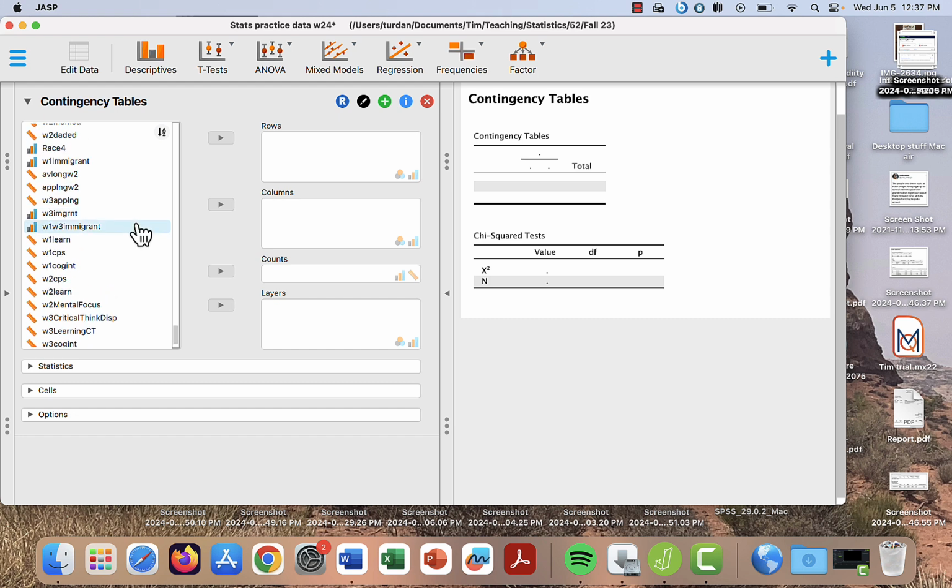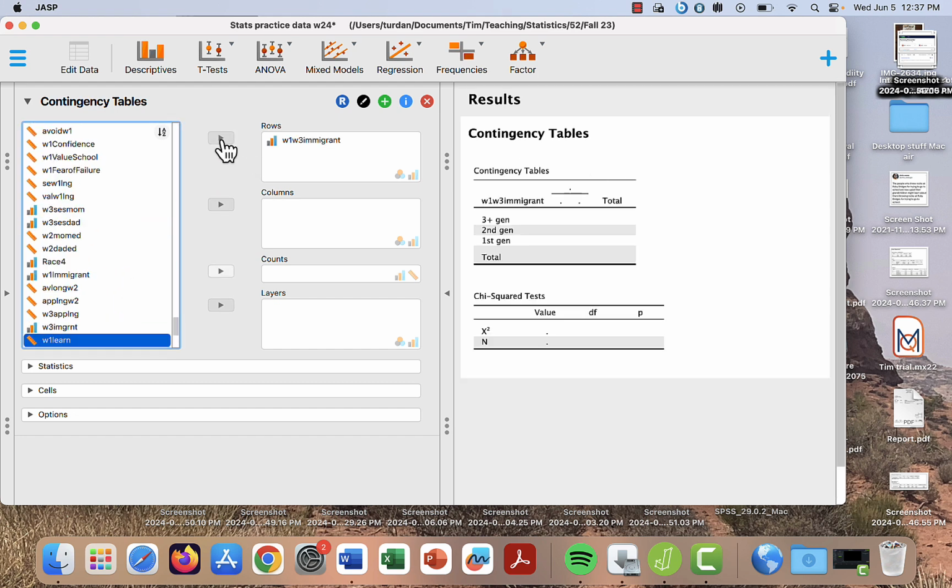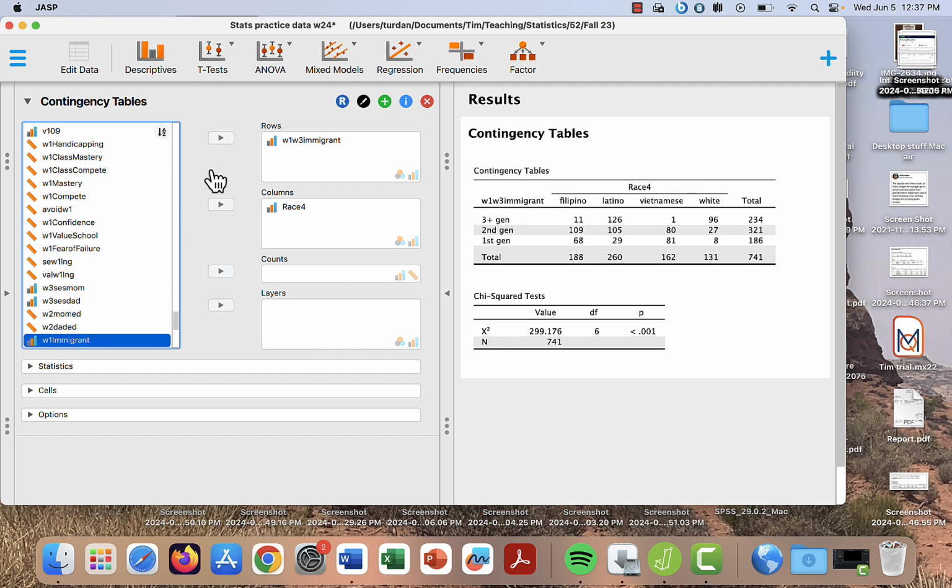Okay, so I know that I have three different generational status groups in this data set: first generation, second generation, and third plus generation. And I know from other research that there's differences between first, second, and third generation students in their academic achievement and some motivation variables. I also know from other research that there's differences between ethnic groups in academic achievement and sometimes motivation variables.